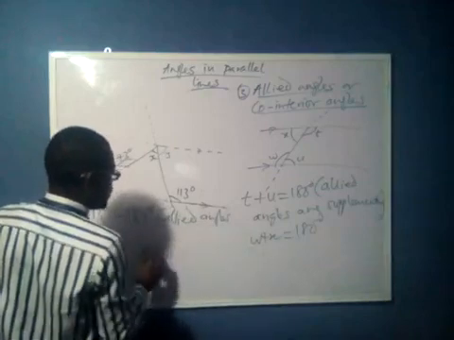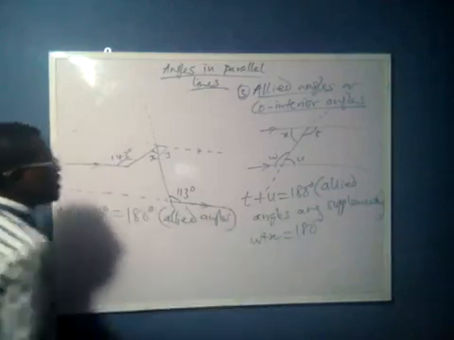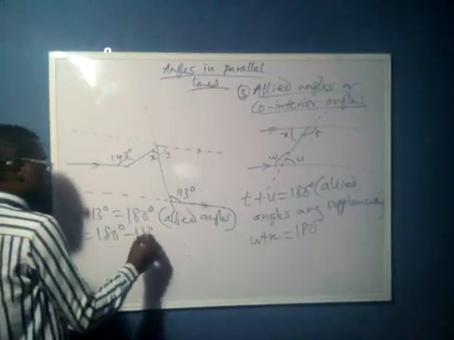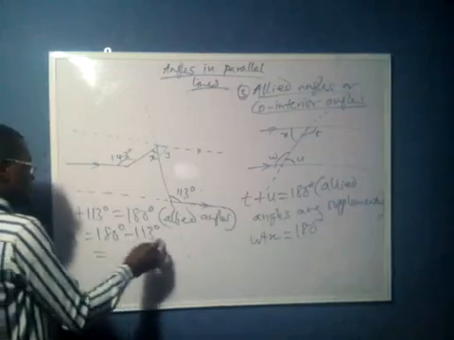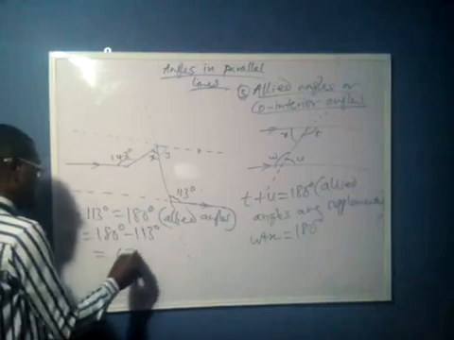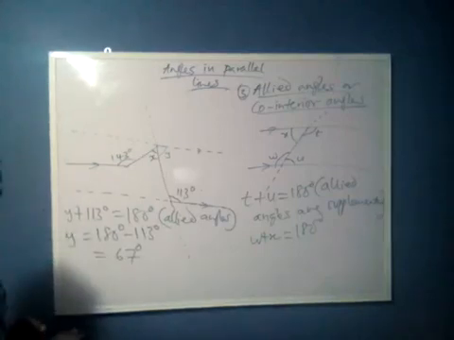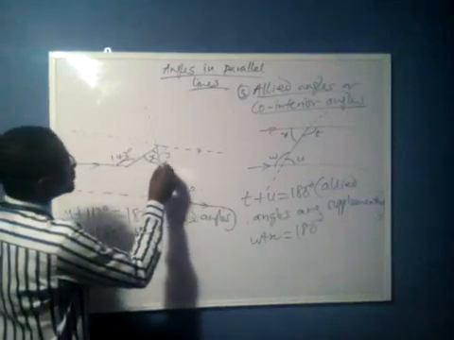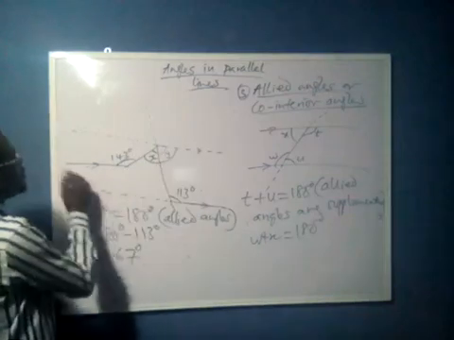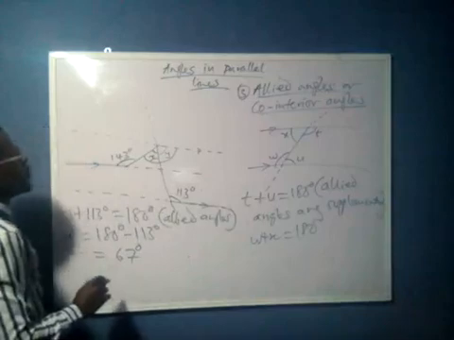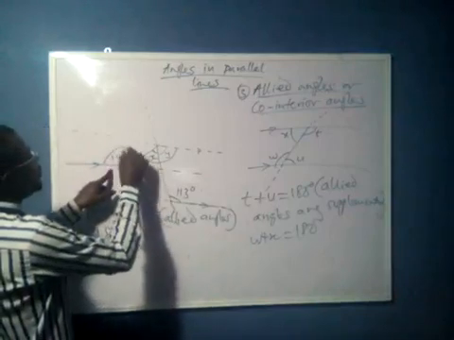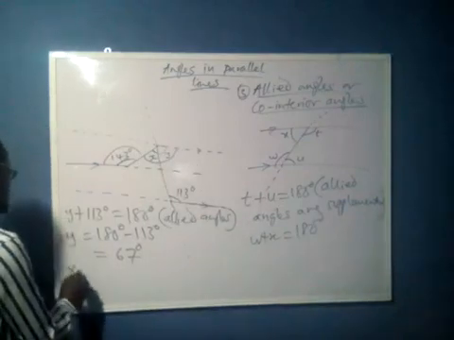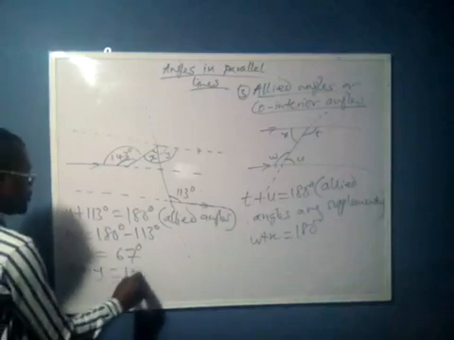Allied angles are supplementary. So we have y equals 180 degrees minus 113 degrees. And so what does that give us? 10 minus 3, 7. 7 minus 1, 6. So that's 67 degrees. So you will discover that 143 degrees and x combined with y, they are related. If we elongate this one now, you will discover that the angle here is related to the angle here. So that shows that x plus y will be equal to 143 degrees.